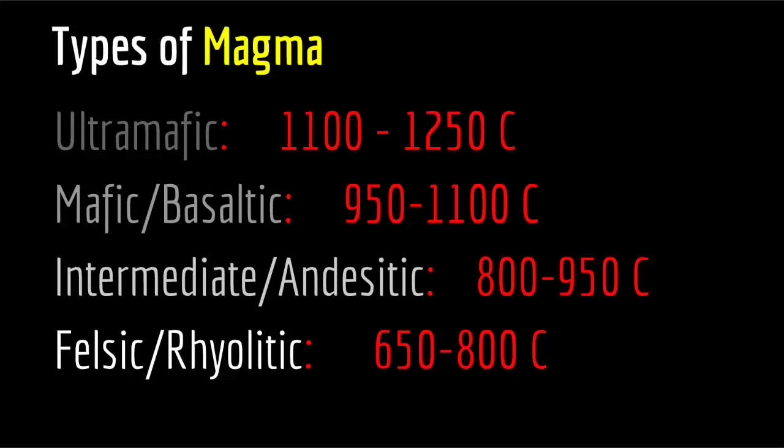So ultramafic igneous rocks melt around 1100 to 1250. Your mafic basaltic rocks melt around 950 to 1100. Your intermediate andesitic rocks melt around 800 to 950 Celsius. And your felsic rhyolitic rocks melt around 650 to 800.